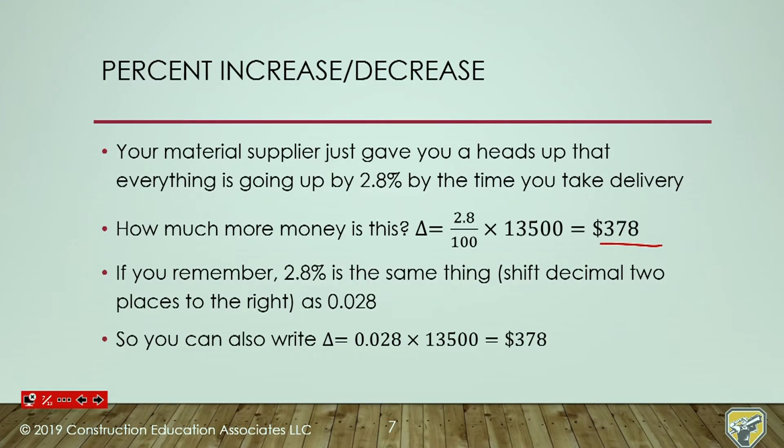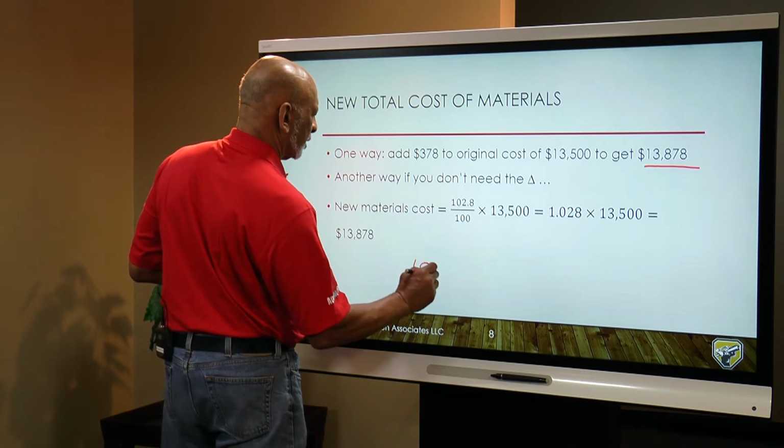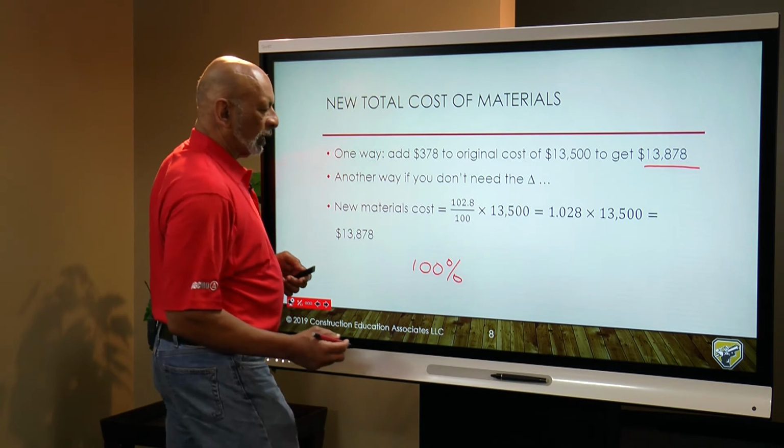And so that's how you get to that answer. Now there is another way to do it, and we'll talk about here. So you add the 378 to your original cost to get 13,878. But there's a little bit more direct way to get directly to the delta if you recognize that if you have your materials cost right now at 100%, it's going to go up by 2.8%.